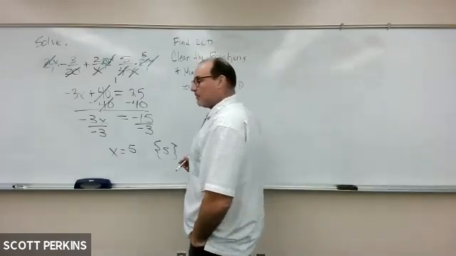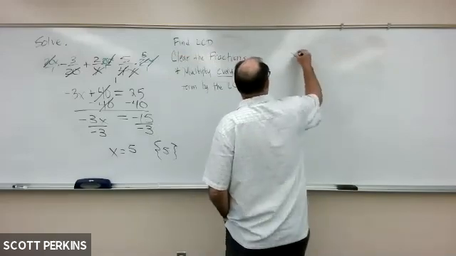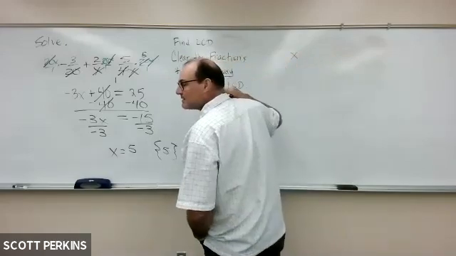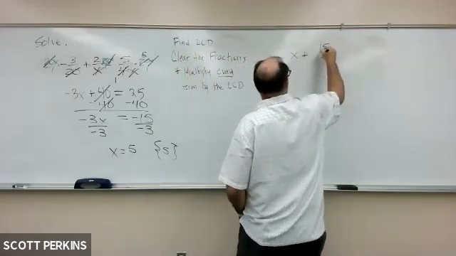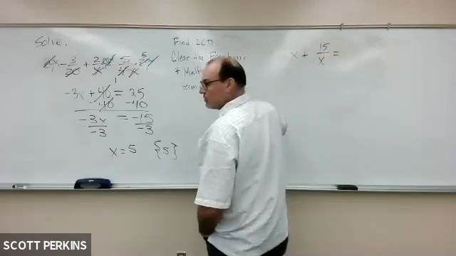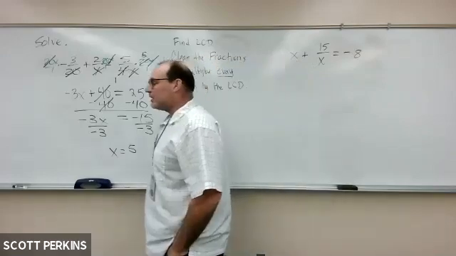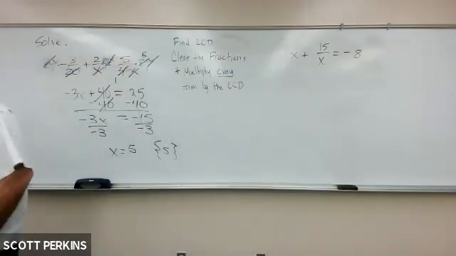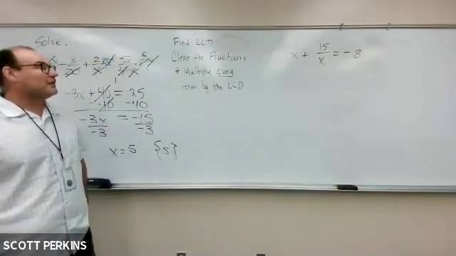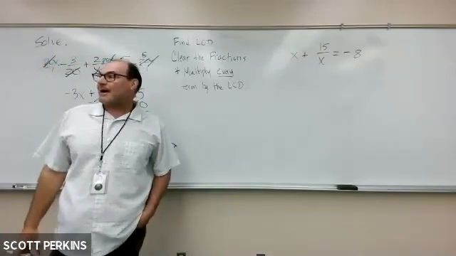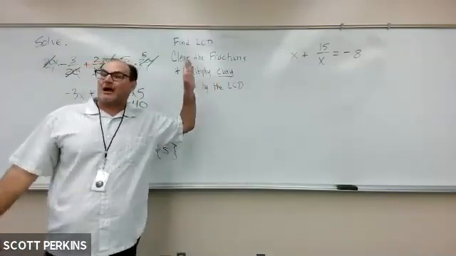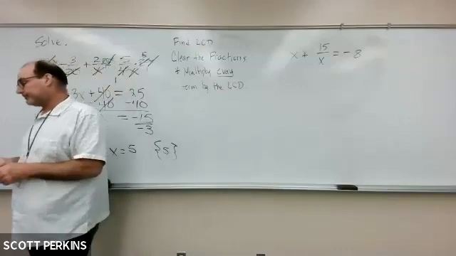All right, try this problem right here. It's the same sort of thing. I've got x, and then plus 15 over x is equal to negative 8. So first thing you're going to do is find the common denominator. Which shouldn't be too bad. There's only one denominator. And then you're going to multiply that by every term. Fraction or not, you multiply it by every term.